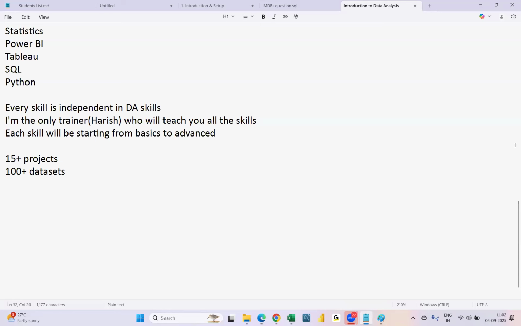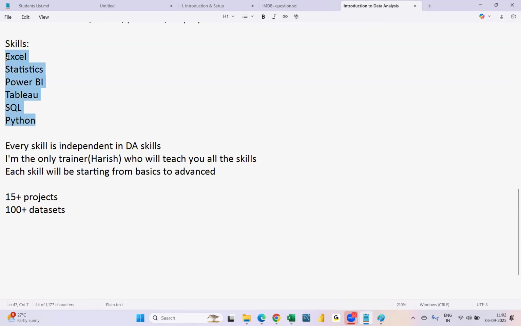Coming to the tools part, as I mentioned, every skill will have some software required. For Excel, it's already present in your laptops as Microsoft Excel. For Statistics, no tool is required, but for Power BI, Tableau, SQL, and Python, installation of the software is going to be provided for free. You need not worry about subscriptions and all. These are all free tools only. I will be helping you with how to install those software on your laptops. Regarding installation of software, don't go outside and give some money to shops.